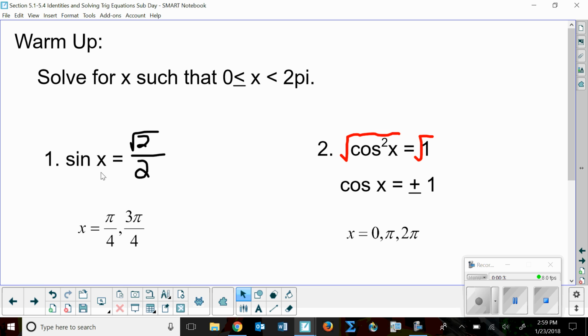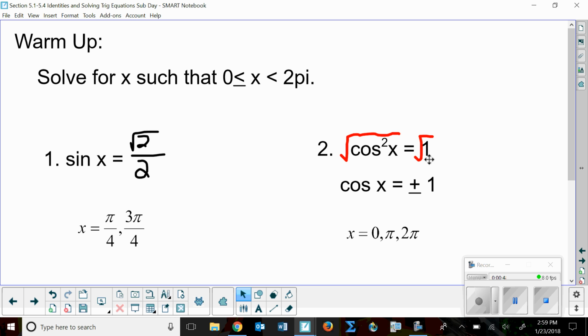For the first one, you should have gotten that sine of x equals square root of 2 over 2, and you're just using your unit circle, and you know sine's positive in the first and second quadrants, so you should have just gotten that the x values are pi over 4 and 3 pi over 4.